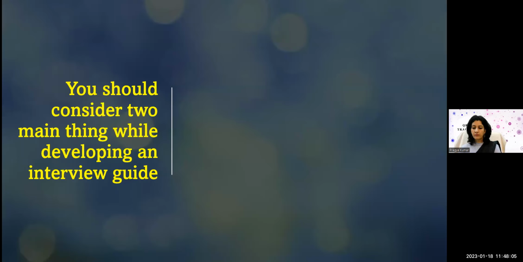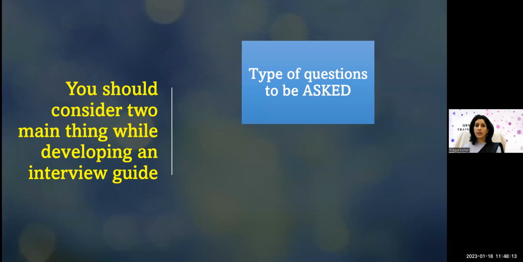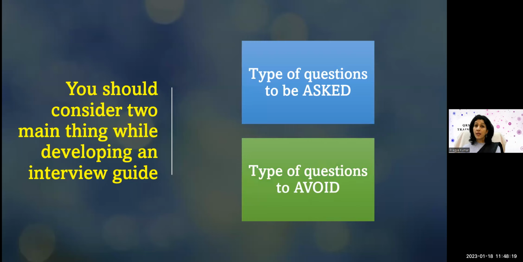Now you should consider two main concepts while you develop an interview guide. The first thing is what type of questions you should be asking, and the second thing, what type of questions you should avoid. That is very important because many times you will see that you started the interview on a very good note, but while you are taking the interview, you said something through your verbal or non-verbal gesture, and now the participant is not interested anymore in giving the interview, and the interview got closed prematurely.